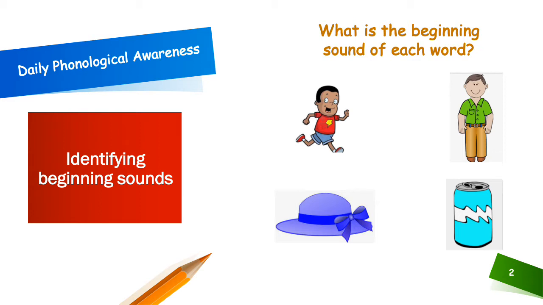Let's look at the next picture. Here is a man. Say man. What sound do you hear at the beginning of the word man? If you said m, give yourself a high five. Next, we have a picture of a hat. Say hat. What sound do you hear first in hat? Nice job. And our last one is can. Can. If you said k, nice work.